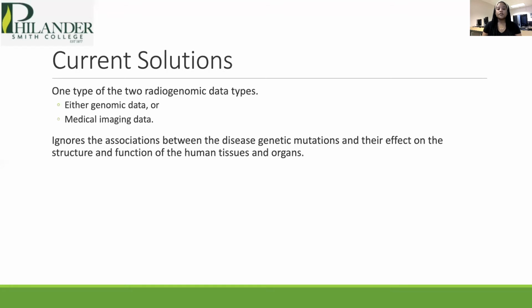The current solutions. Currently, generating fake data is done on only one of the two radiogenomic data types; either genomic data or medical imaging data are generated separately from each other. This approach ignores the association between the disease's genetic mutations and their effects on the structure and function of the human tissues and organs.